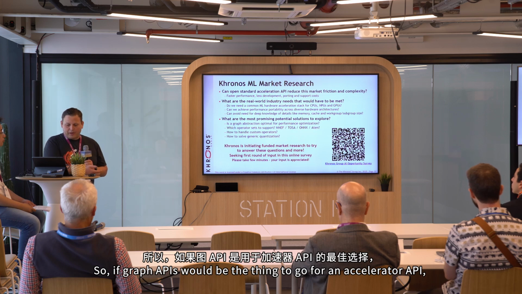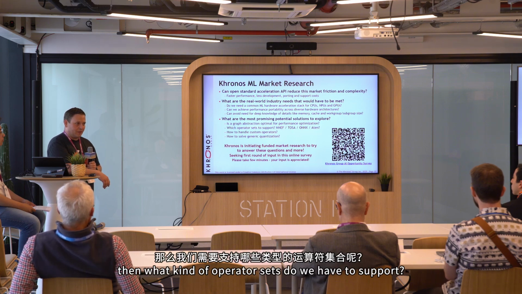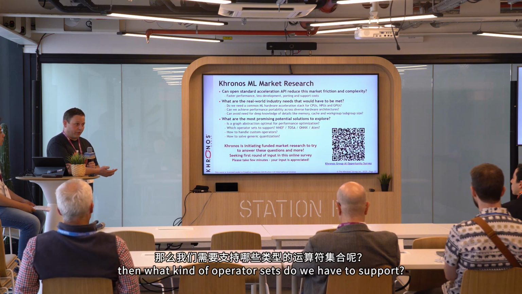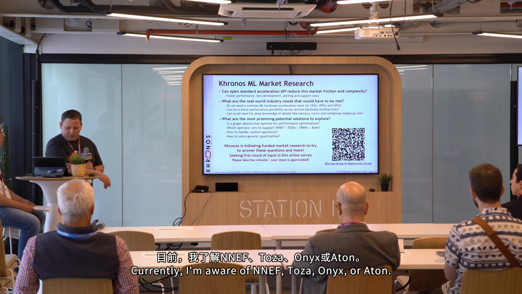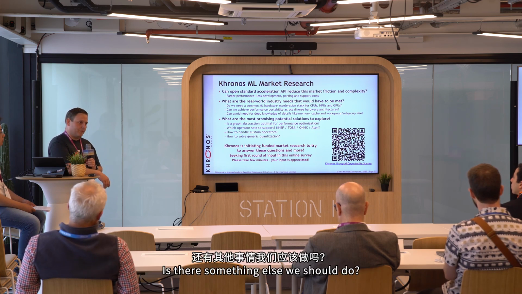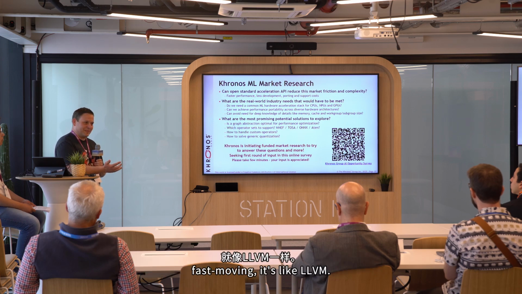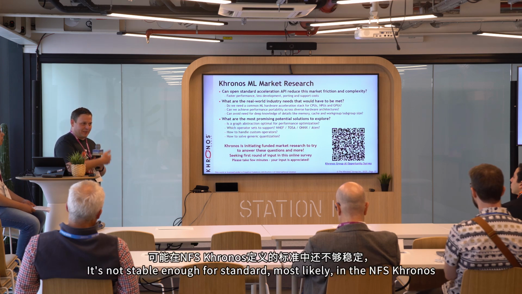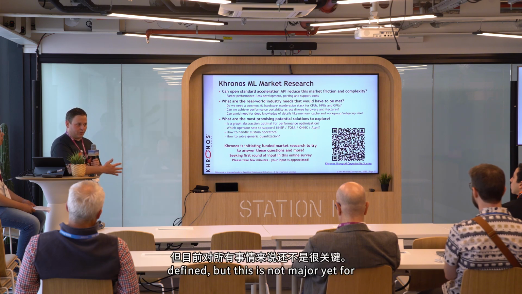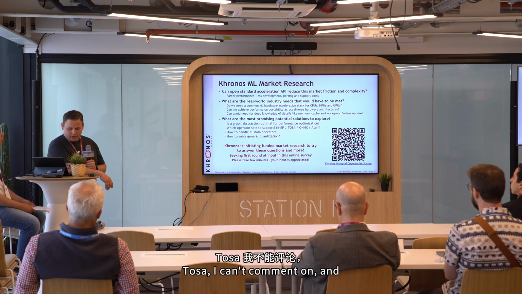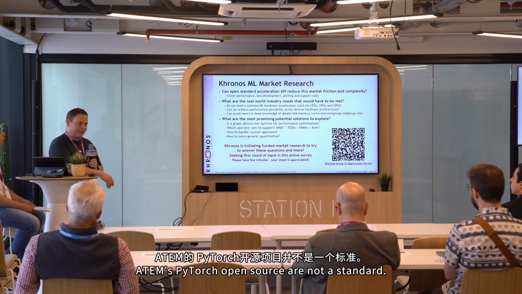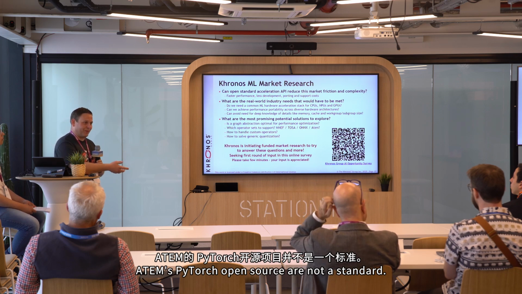So if graph APIs would be the thing to go for an accelerator API, then what kind of operator sets do we have to support? Currently, I'm aware of NNEF, TOSA, ONNX, or ATen. Is there something else we should do? The problem is if we would go for ONNX, it's too fast moving. It's like LLVM. It's not stable enough for a standard, most likely. NNEF is Khronos defined, but this is not mature yet for everything. TOSA, I can't comment on, and ATen is PyTorch open source, so not a standard.